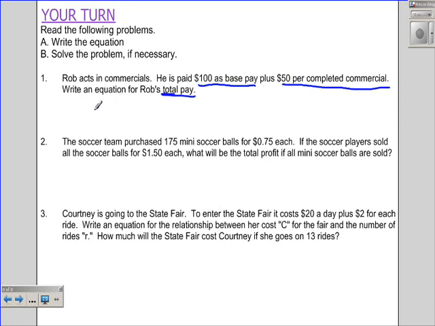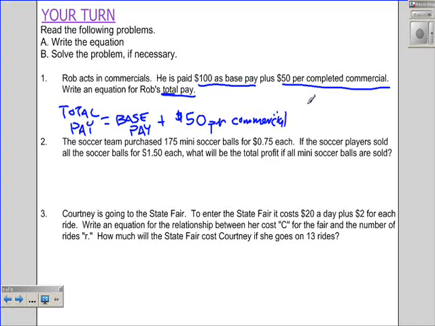So as I'm looking at this problem, I can already see that my total pay is going to equal the base pay plus the $50 per commercial. So if I'm going to write this out in equation form, my total pay T is equal to, what's the base pay? $100 plus $50 per commercial, where T is the total and C represents commercials.